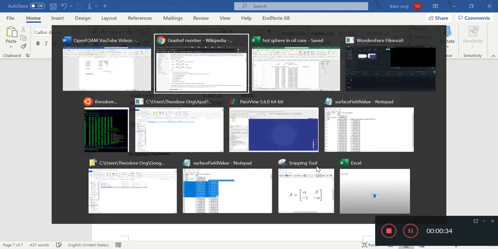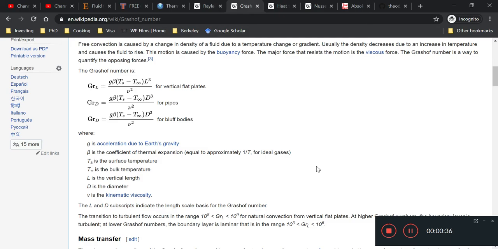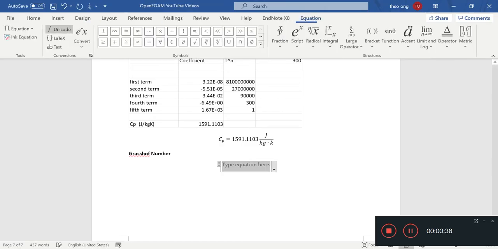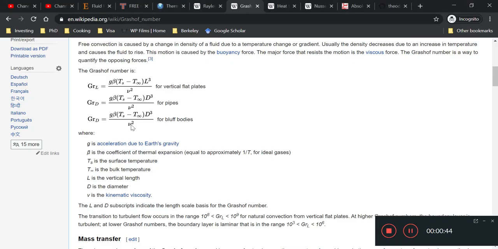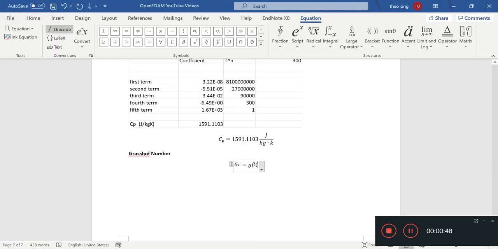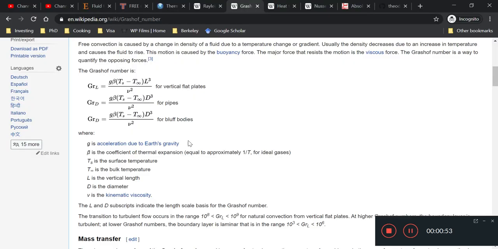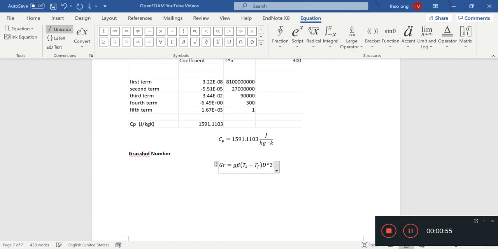Okay. First thing, it's g times beta. Grashof equals g into beta, into Ts minus T infinity, so solid temperature minus fluid temperature, D cubed, divided by nu squared. So this is the Grashof number.